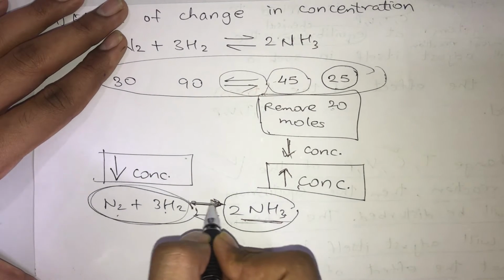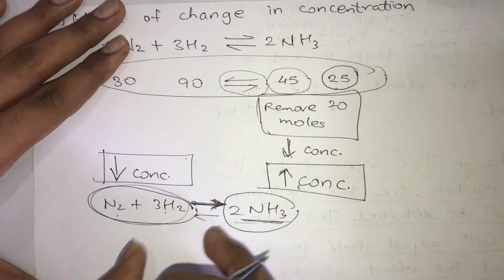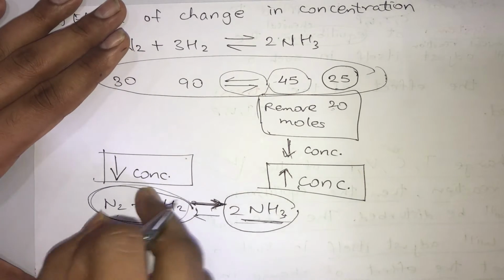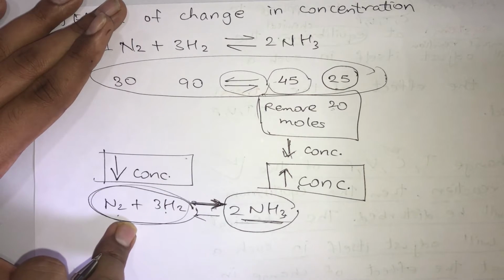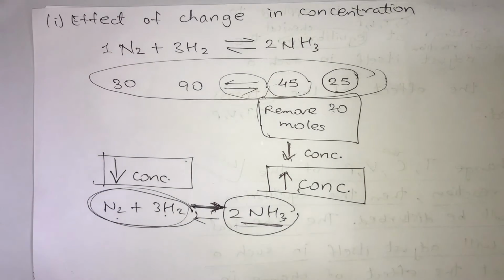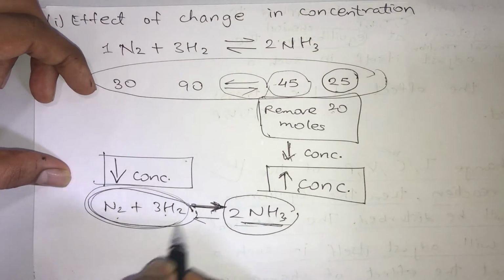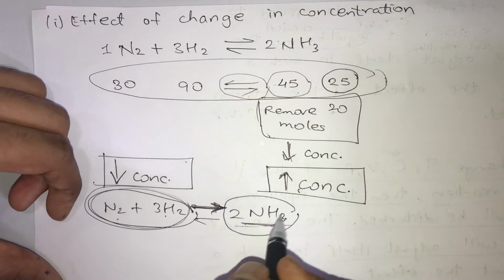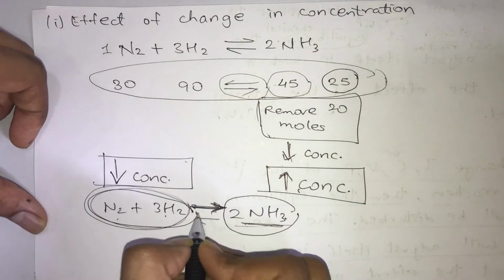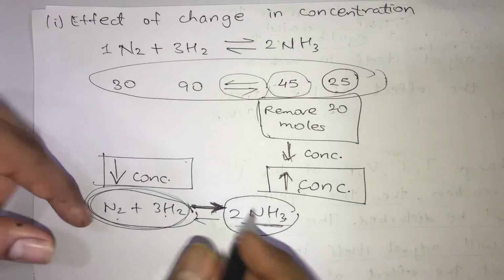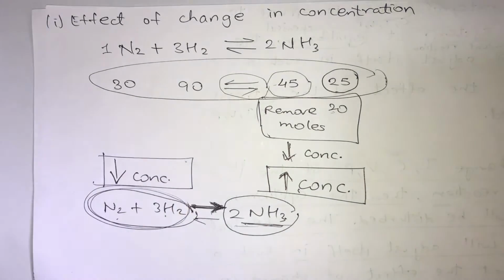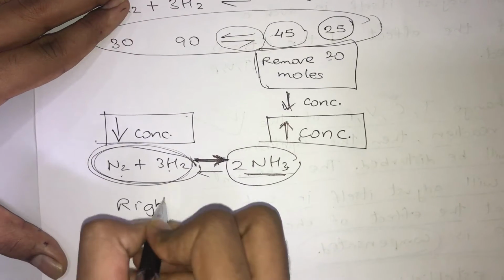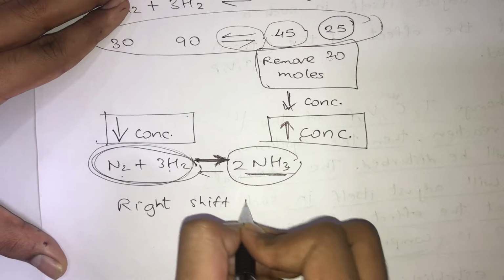The forward reaction is dominating. And when these reactants are reacting with each other and converting into products, can I say that the concentration of reactants is also decreasing. So as a manufacturer, you will be happy because your reactants are getting completely used and you are getting more amount of NH3. So can I say here, since the forward reaction is dominating, that is from left to right, we call this change in equilibrium a right shift in equilibrium.